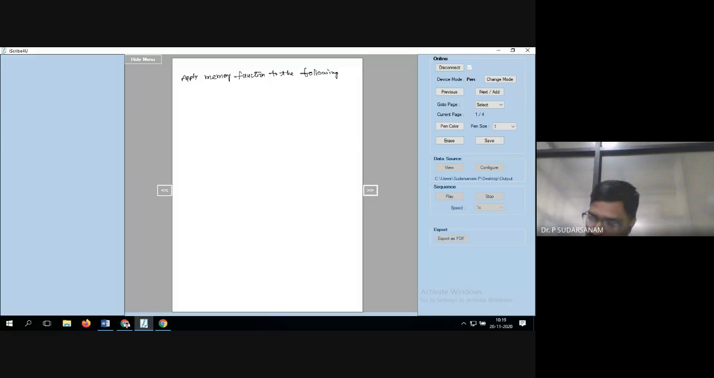Apply memory functions to the following instance of the knapsack problem. Capacity, item, weight, value. Items 1, 2, 3, 4. Weights 2, 3, 4, 5. Values 3, 4, 5, 6.